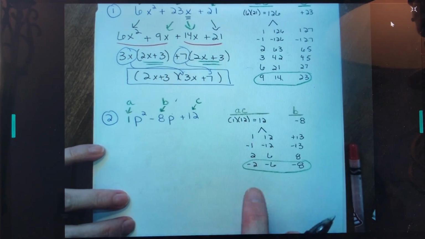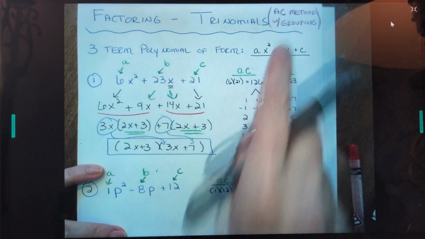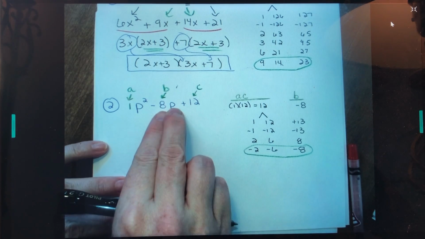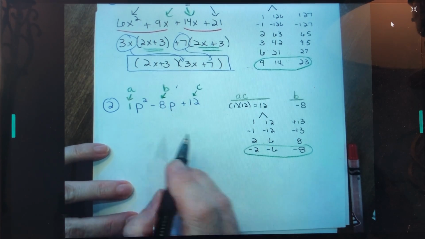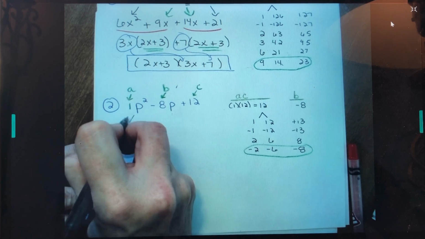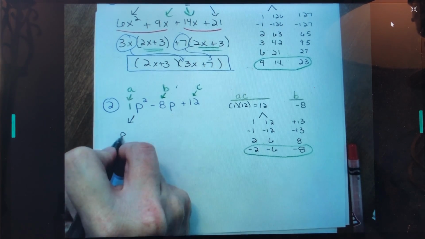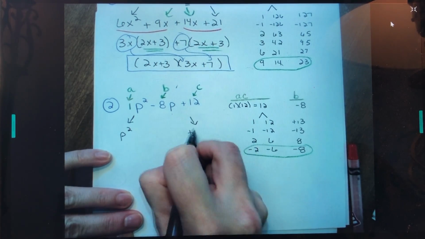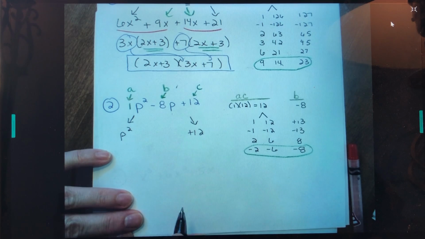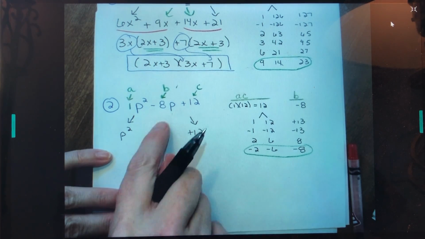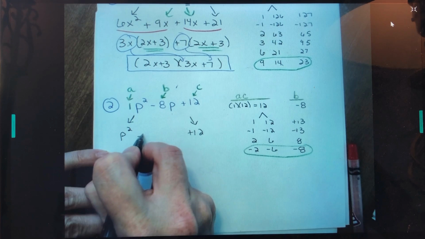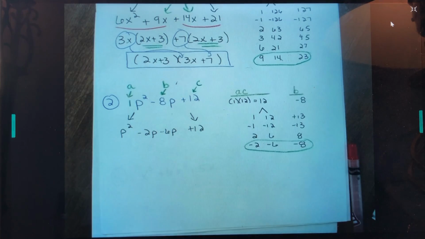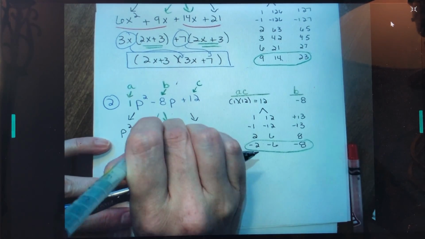And then, so remember, the AC method with grouping says we're going to use these two numbers to take this middle term and break it apart. And I want to show you something interesting that happens on this problem. So remember, this first term, we're going to leave it the same. The second term, we're going to leave it the same, the plus 12. And we are going to use these two numbers to break this apart. So I have a -2p and a -6p. So use my two numbers. There we go. So let me just kind of point that in so you can follow.